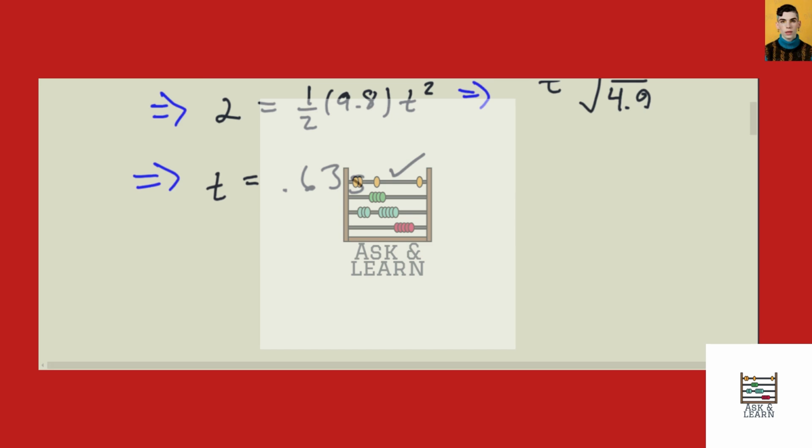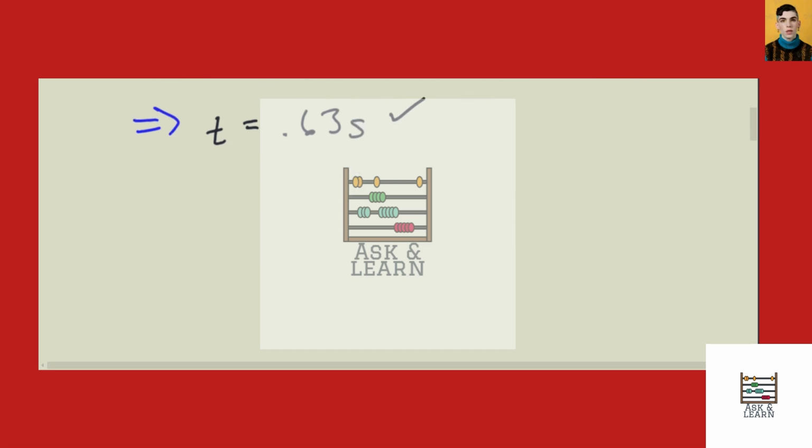Now that we have the velocity exiting the tube and the time, we can find the horizontal distance. x is equal to the velocity, 4.4, times 0.63, the time. So x, or in here, they call it r, is equal to 2.83 meters.